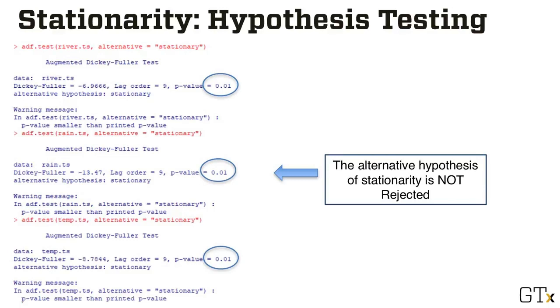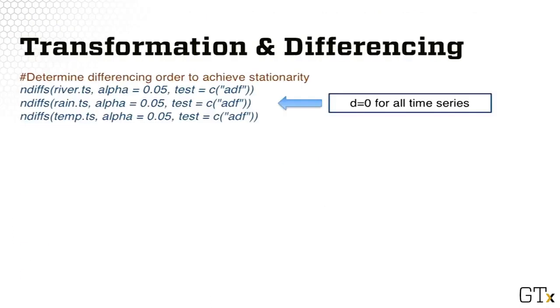We see from this test that the p-values are all small, indicating that we reject the null hypothesis, or that the alternative hypothesis of stationarity is not rejected. Hence, we have stationarity. But if we consider differencing the time series, the order selected for differencing the time series is 0 for all 3 time series.